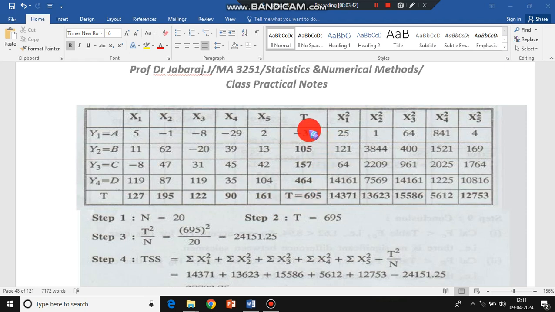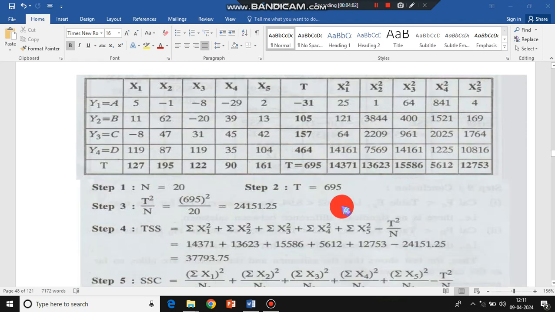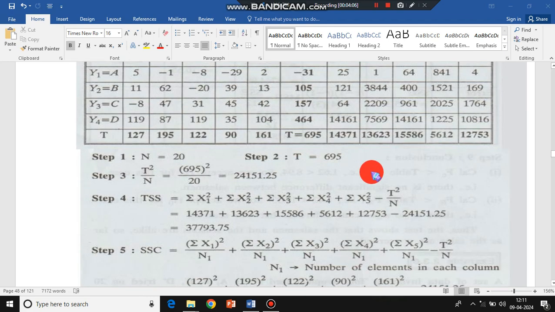The same value you have to get by adding these also, you will get 695. And this also we have to add, you have to add this, write this, and then do it for these columns also. Why do we do all these things? Because the formula needs all these values, that's why we do all these things.